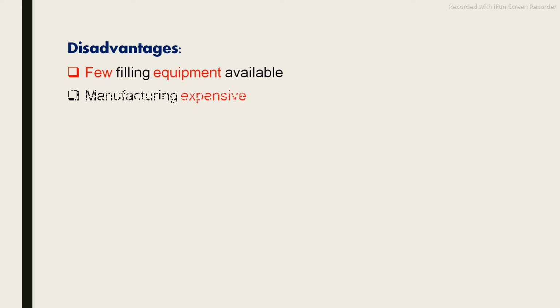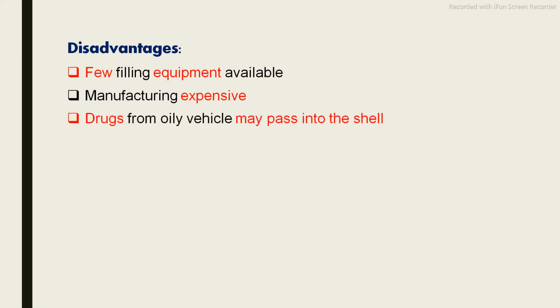Then various disadvantages associated with this soft gelatin capsule. There are few filling equipments available, and this is the major disadvantage of soft gelatin capsules. Manufacturing is expensive as compared to hard gelatin capsules. Drugs from oily vehicle may pass into the shell. So whatever drugs we are encapsulating within the soft gelatin capsule, sometimes these drugs can penetrate through the gelatin shell.